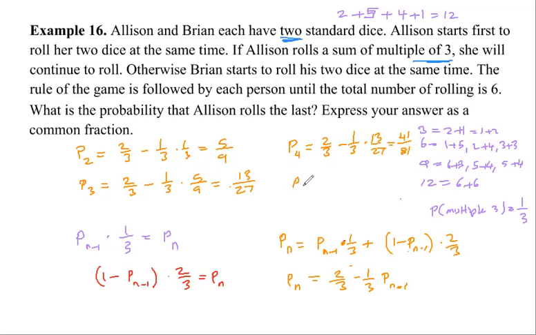Thank you. And then P5: 2/3 minus 1/3 times 41 over 81. That's 41 over 243. Times 81 is 162 over 243, minus 41. So that's 121 over 243. Yeah, that's the answer. Is it 121? Yeah, okay. So basically it's just a little bit less than half.